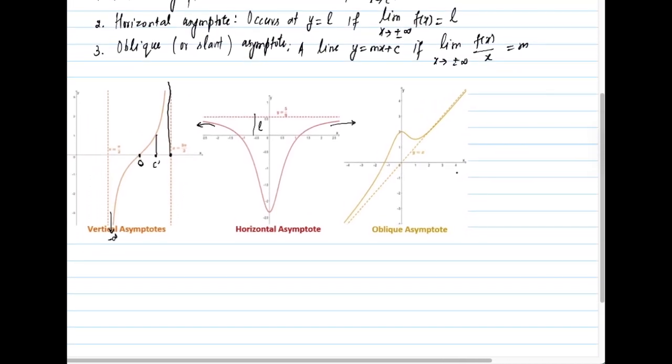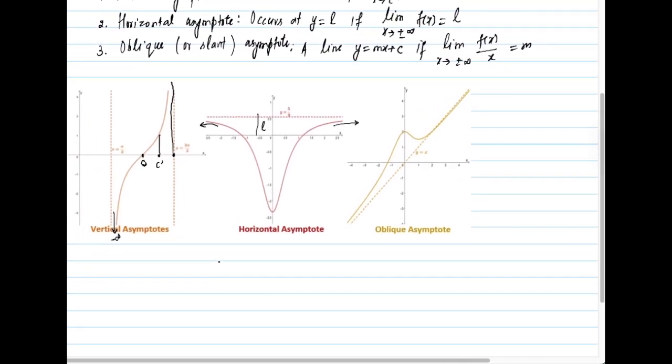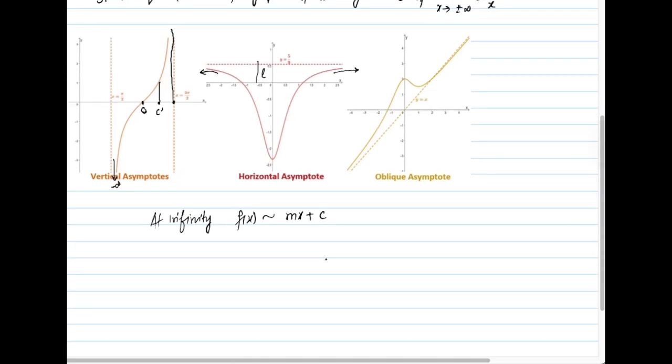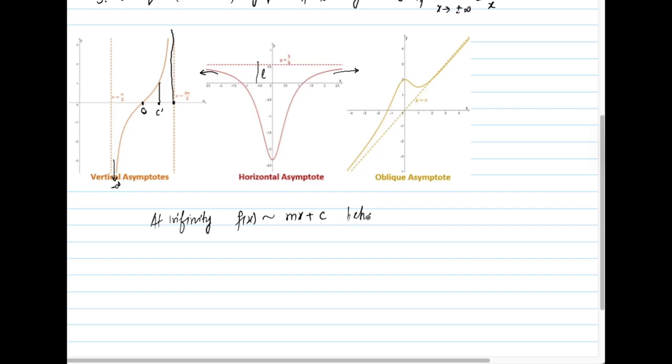Here, if we describe this a little more, a line y equal to mx plus c will be an oblique asymptote if this line and the curve behave alike at infinity. That means at infinity, f of x and the line mx plus c behave alike. So we can write that f of x divided by x is approximately equal to m plus c by x.